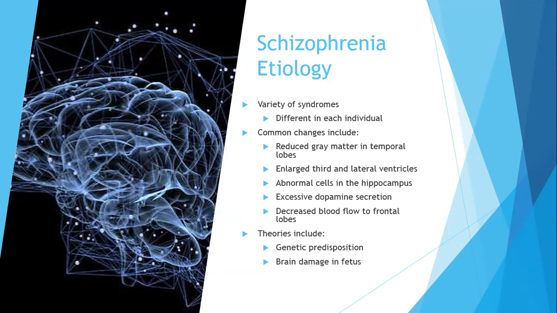The theories of the etiology include that maybe you have a genetic predisposition to it, or there's some sort of brain damage in the fetal stage when you're developing. So the dopamine secretion is a very interesting thing. Dopamine is involved in a lot of different disorders. It's involved in ADHD, it's involved in schizophrenia, it's involved in Parkinson's, and there it's the opposite. It's lack of dopamine rather than excessive dopamine.